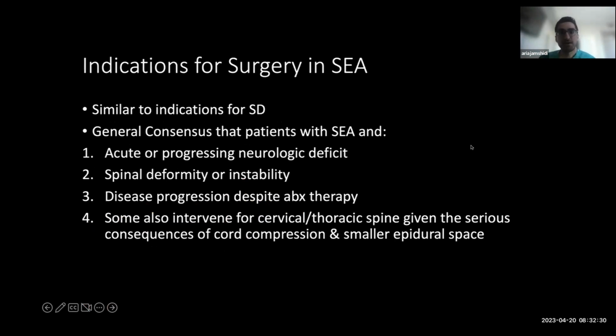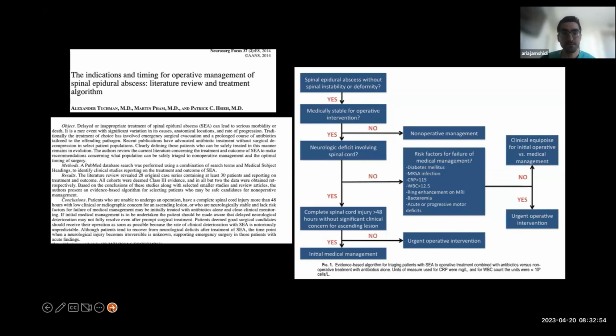Finally, indications for spinal epidural abscess. I think, again, for the juniors, any patients with acute or progressive neurological deficit obviously have to go to the OR. Any patients with spinal deformity or instability, disease progression despite antibiotic therapy, and patients with cervical and thoracic spine epidural abscesses, if you're not going to operate on them, follow them closely because they can progress to cord compression.